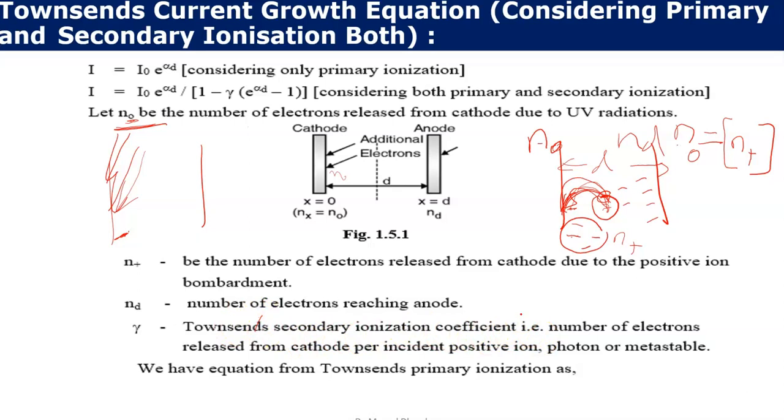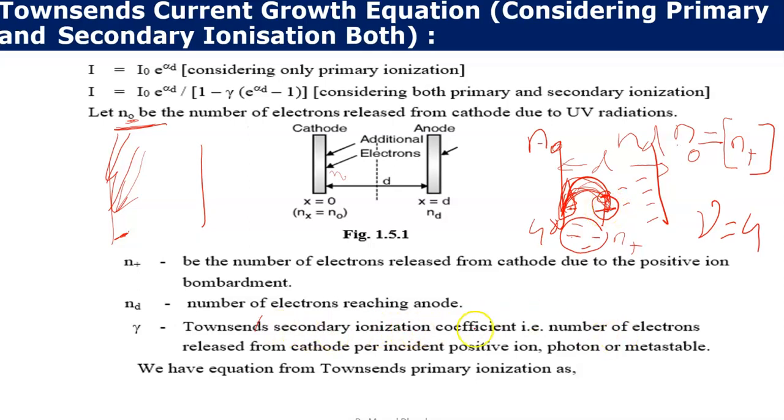Now how have we defined this Townsend secondary ionization coefficient? Number of electrons released from the cathode per incident positive ion, photon, metastable. What is the meaning of this? When one positive ion has an impact on the cathode surface, how many electrons are liberated? In this figure I have just shown one positive ion impact and 4 electrons. It means that gamma I have considered here is 4. So gamma is the number of electrons liberated by a single positive ion.